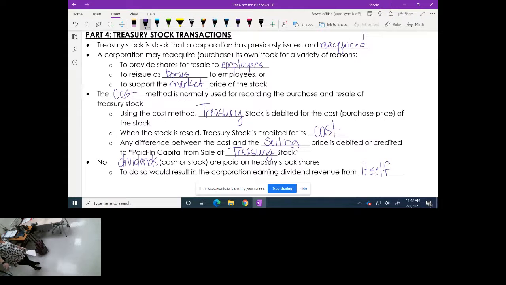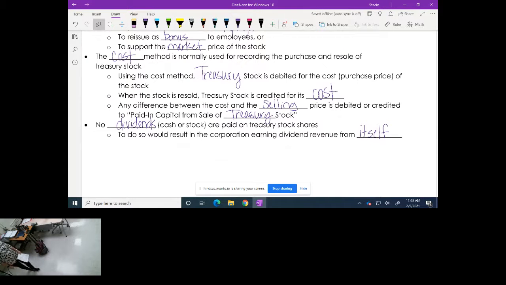Now, more than likely, you're going to have a difference in the selling price or the issue price versus what you had to pay to get it back. So that will go to a paid-in capital account: paid-in capital from sale of treasury stock. The difference with this paid-in capital account is you can debit it or credit it. Let's say they bought the shares back at $50 a share, but when they got ready to resell them on the market, the price dropped and they can only get $40 for them. They got to get the $50 out of the treasury stock account, but they lost money. So that loss of money will go into that paid-in capital account. And y'all will see when we do examples.